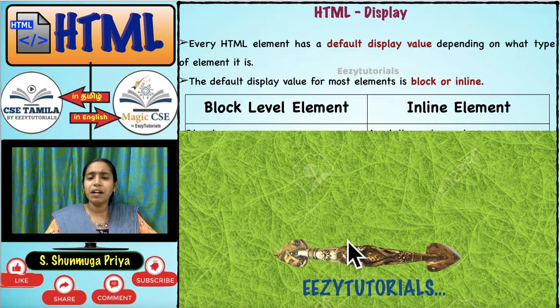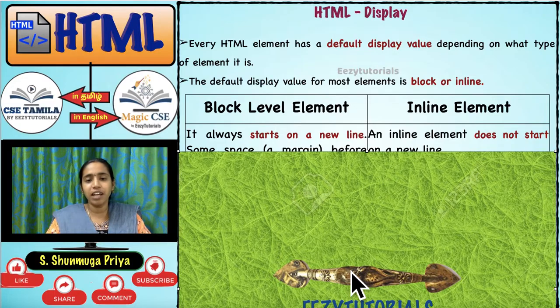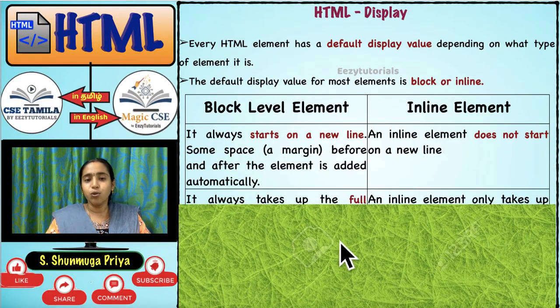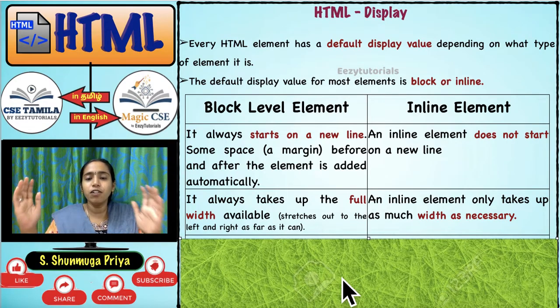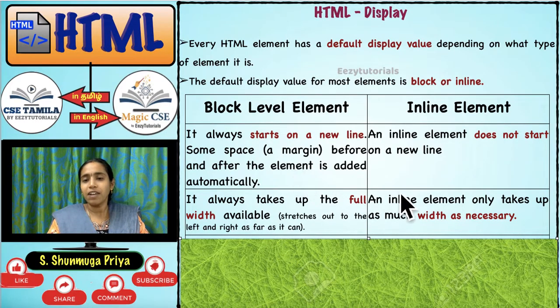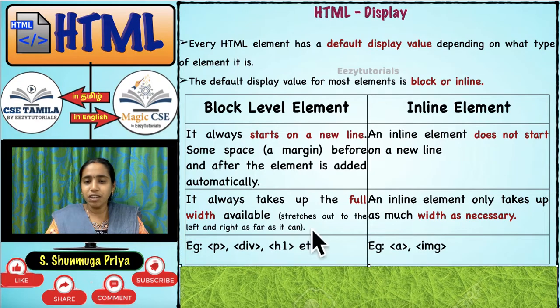A block level element will span the entire space of the output screen. It will always start with a new line. That is, it starts displaying the output from a fresh line, and it spans the full width of the available window, leaving some margin space at the start and end. That is called a block level element. An inline element will not start on a new line. It will take only the necessary space. It will not take extra space, and it will not span the entire width of the display. Only the required space it will take. This is the difference between block level and inline.